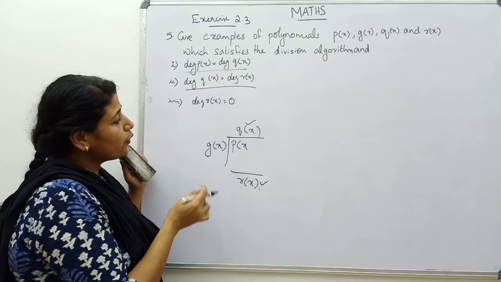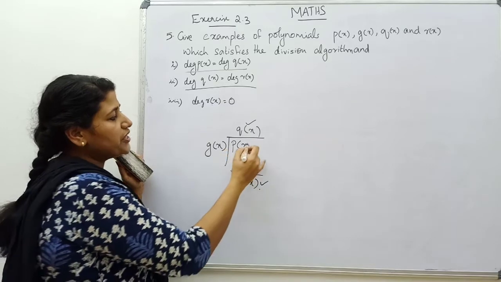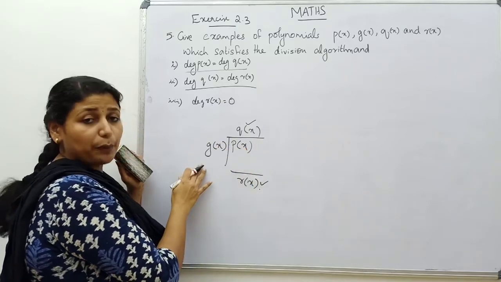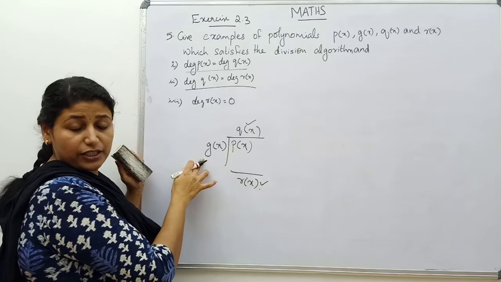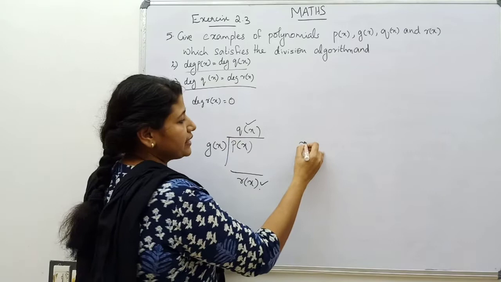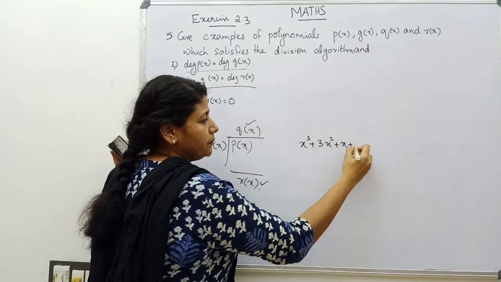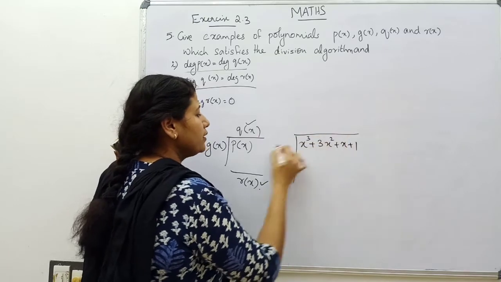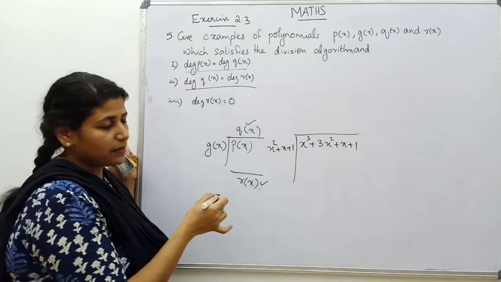Okay. So what we want to do is take any polynomial of your wish as P of x, and a polynomial with degree less than this as the divisor G of x. Okay, so we will do one example just like this. x cube plus 3x square plus x plus 1, and I am going to divide it by x square plus x plus 1.